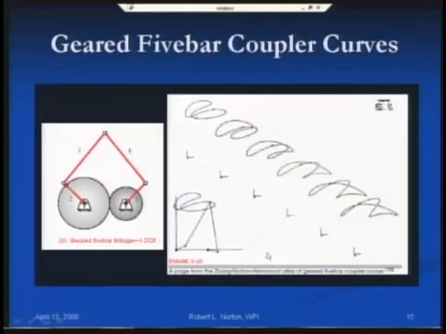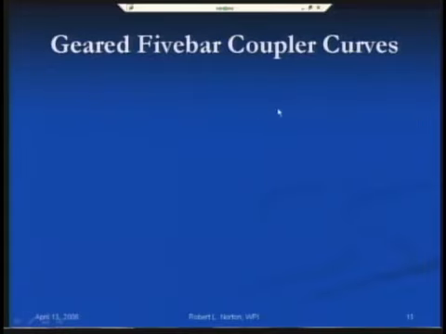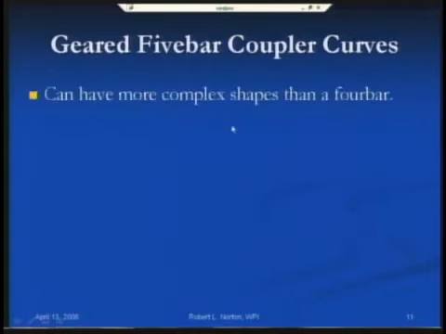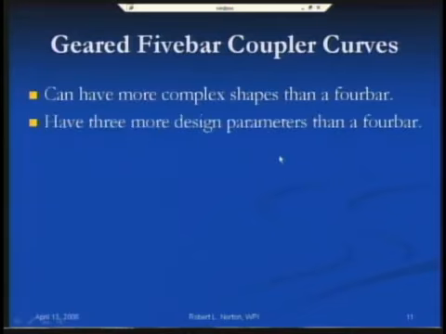There is an atlas similar to the Hrones and Nelson called the Zhang-Norton-Hammond Atlas of geared 5-bar coupler linkages. I have that with me, and I'll show you it in a moment. This is one page from it, which is in your book. Because we have more parameters, these coupler curves for 5 bars have much more complex shapes than a 4-bar. The main reason is that we have 3 more design parameters than we have in the 4-bar.